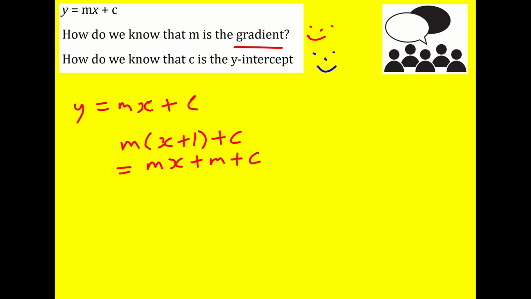And what I see is that if I increase x by 1, y will increase by m, which is another way of saying the gradient. It's to do with the gradient. If I go 1 along, I'm going to go m up. Yeah, and m is the rise over the run. If you go along 1, you're going to go up the gradient. That's another way of thinking about it. So I like this little explanation as well. I hope you're happy with it as well.